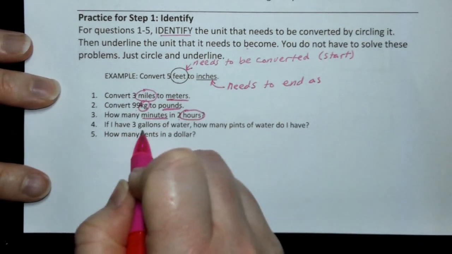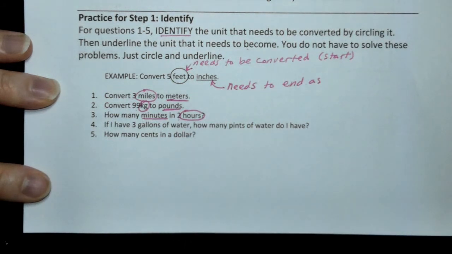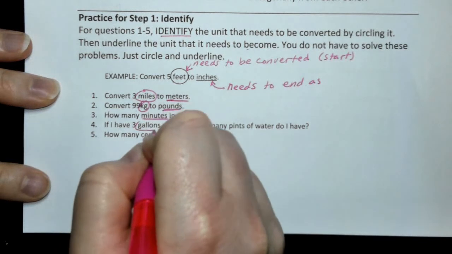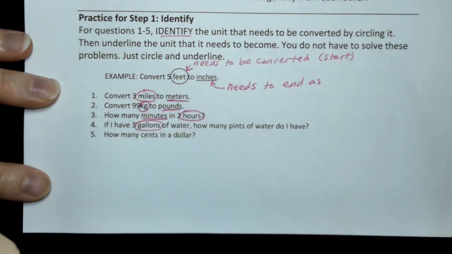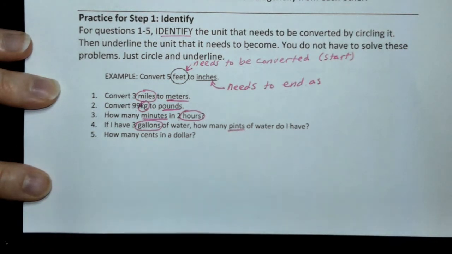If I have 3 gallons of water, how many pints of water do I have? Well, gallons is on the 3, so that's my starting number, or my starting unit, and pints is my finish. How many cents are in $1? Uh-oh, neither of these have a number on them. So where do I start? Which one is the original? Think about what it's asking.